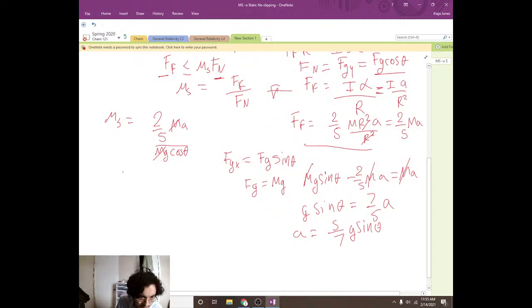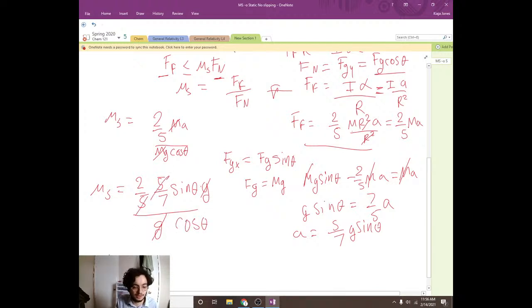Now, the mu s is going to be 2/5 times the acceleration, which is 5/7 g sine theta, divided by g cosine theta. Oh, excuse me, there's a g over here as well. So you see they cancel out. Cosine theta. Oh, now look at this. The 5 cancels out, and we're only left with 2/7 sine over cosine, which is tangent. 2/7 tangent of theta.